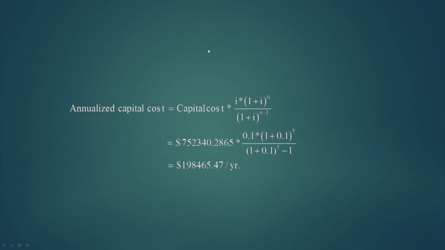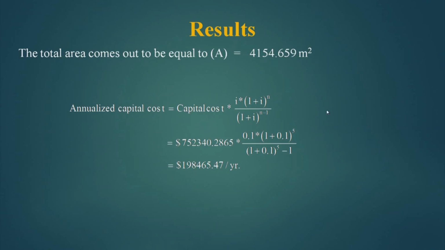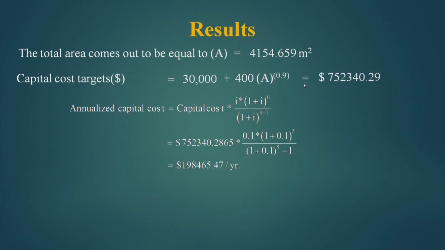So, we compute the capital cost based on the area which we have calculated, and then we convert it into the annualized capital cost by multiplying with this factor, which comes out to be 198465.47 per year. So, area was this, and for the capital cost we have used this equation, and then multiplied by this factor to convert it into annualized capital cost.